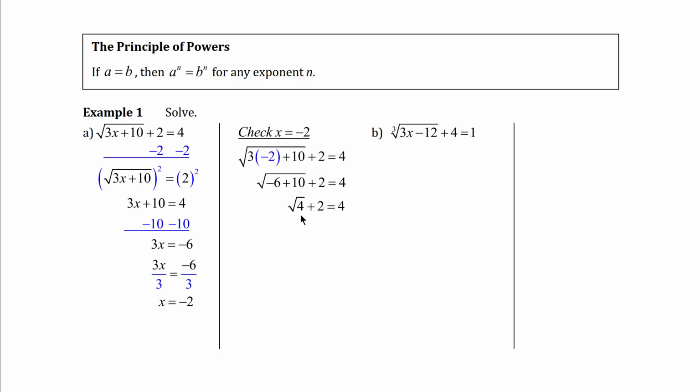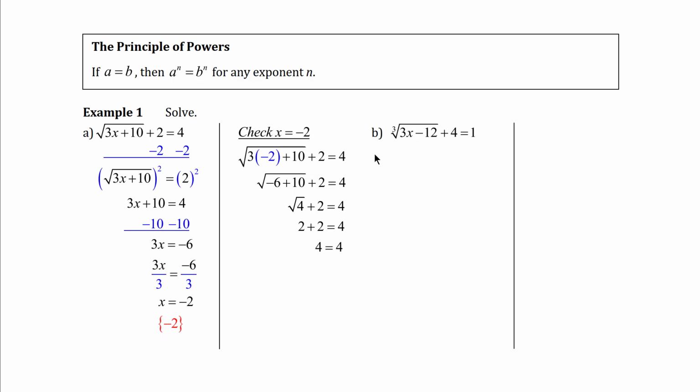Next, we take the square root of 4, which is 2, so we have 2 plus 2 equals 4. Adding 2 plus 2 together, we get 4 equals 4. So this is a true equation, and this verifies that negative 2 is a solution to our equation. Next, we write our final answer in set notation. So I have a set of curly brackets and negative 2 on the inside.